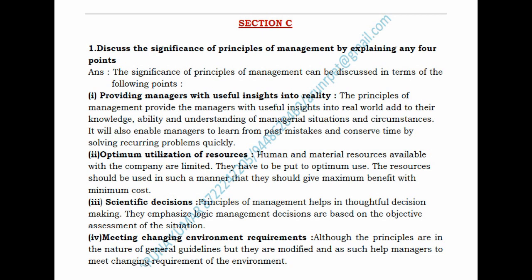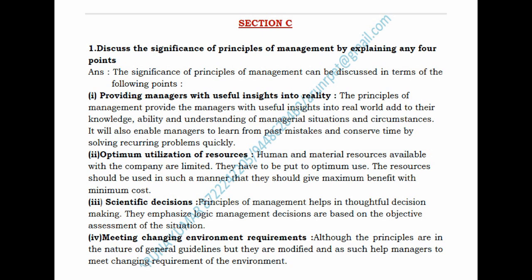You have 6 points under significance of principles of management: providing managers with useful insights into reality, optimum utilization of resources and effective administration, scientific decision, meeting changing environment requirements, fulfilling social responsibility, and management training, education and research. So all these are the different significance of principles of management.